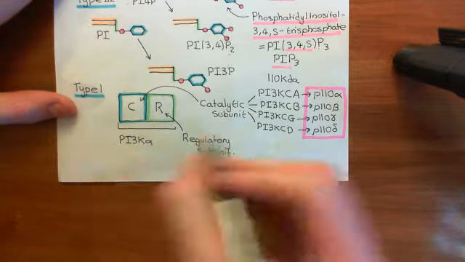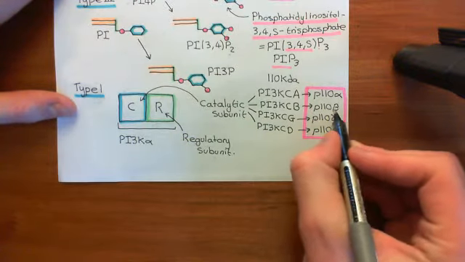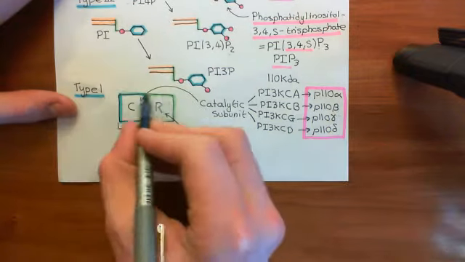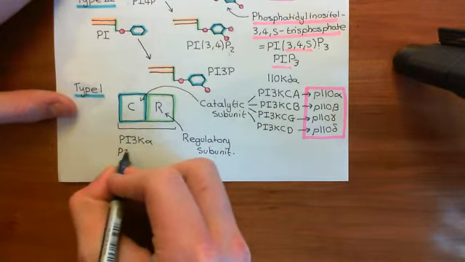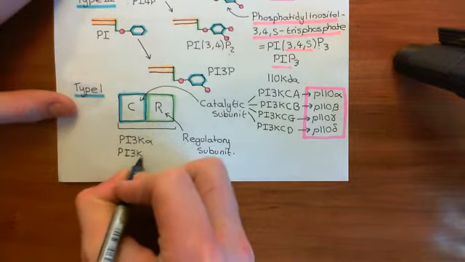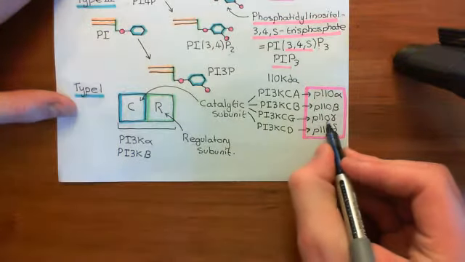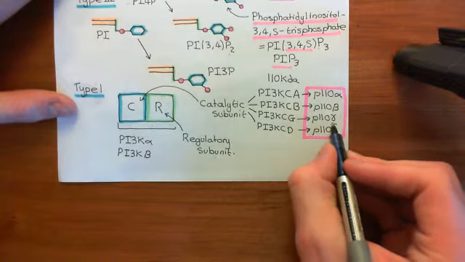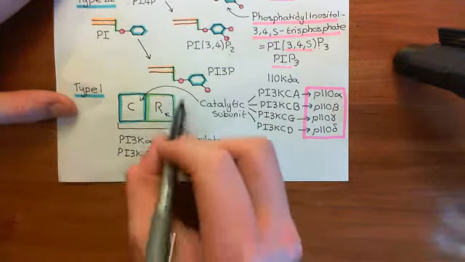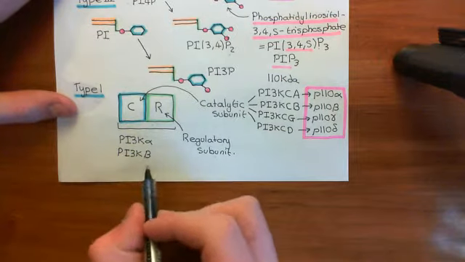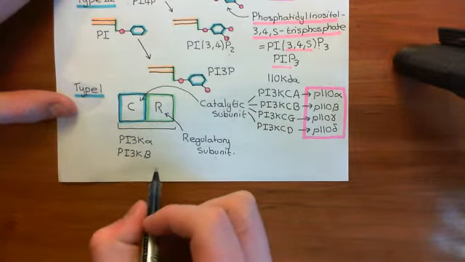Okay. Similarly, if your catalytic subunit is P110 beta, then the entire Pi3-Kinase enzyme will be called Pi3-Kinase beta. Okay, and so on. If your catalytic subunit is either P110 gamma or P110 delta, then the entire thing is called a Pi3-Kinase gamma or a Pi3-Kinase delta.